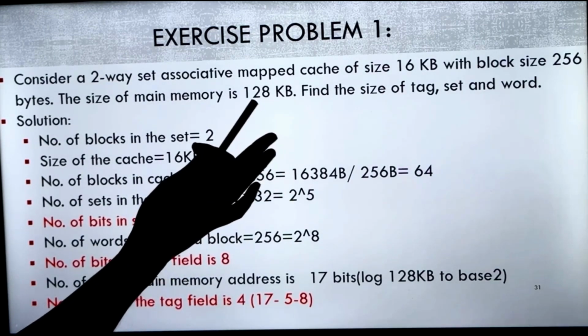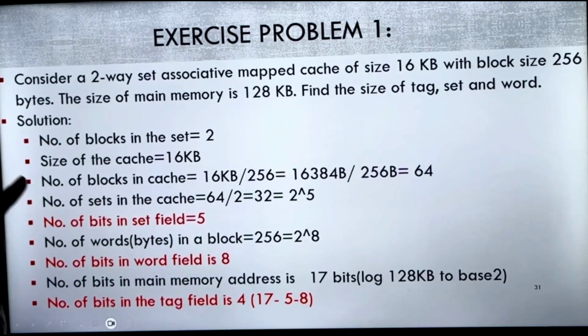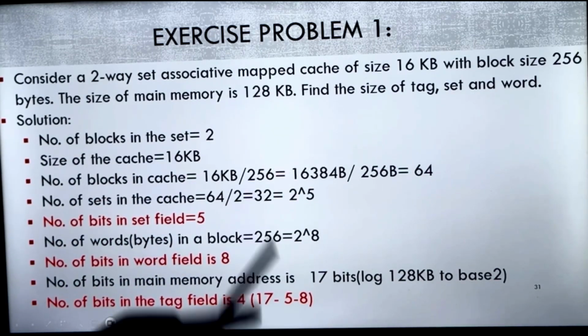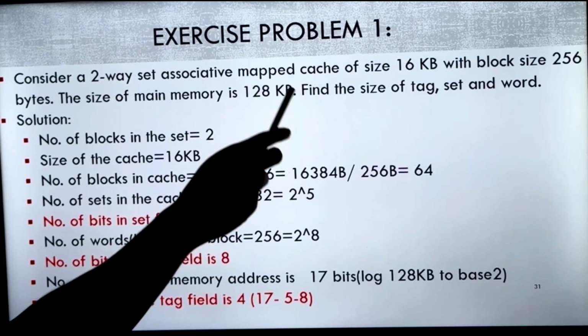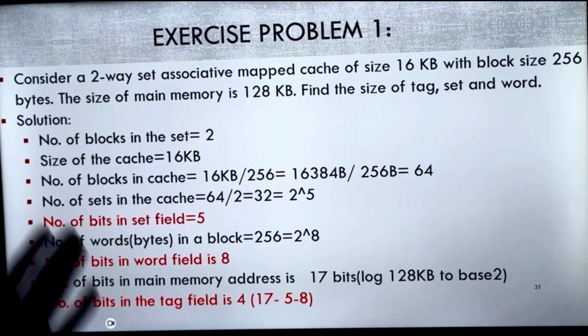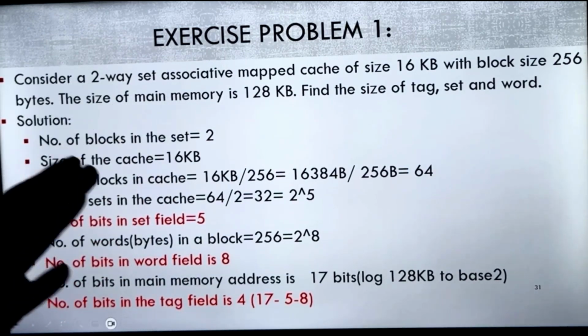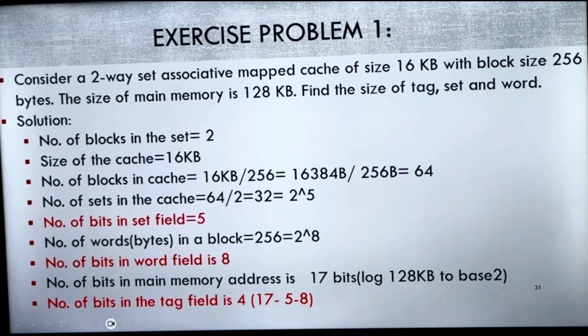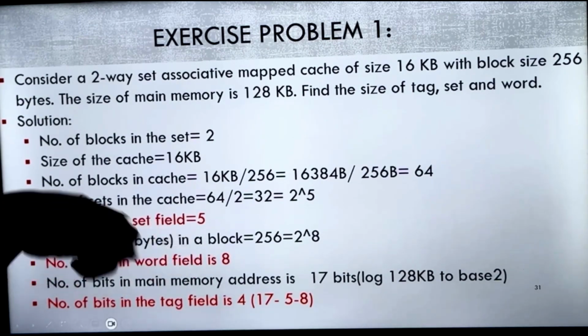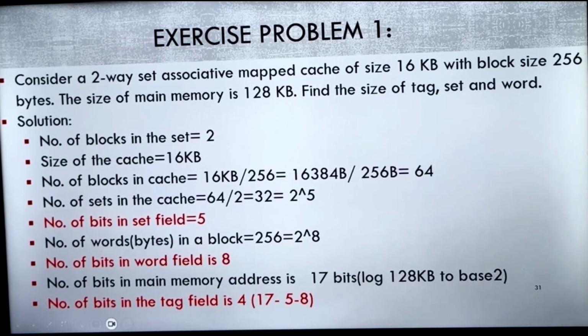Forget about set and tag. First of all, I think it's clear for you why it's 17 bits, because of the main memory size. Main memory size is 128 KB. 128 KB means 128 into 1024. So 2 to the power 7 into 2 to the power 10 equals 2 to the power 17, which means 17 bits are necessary to get any one of the words.